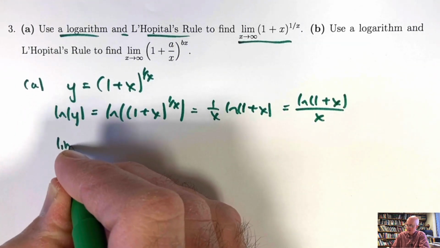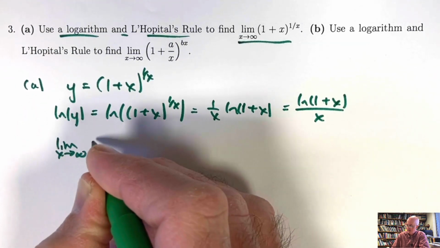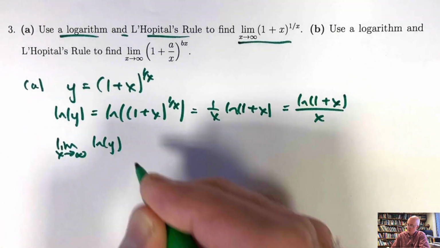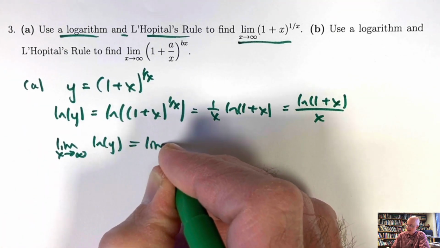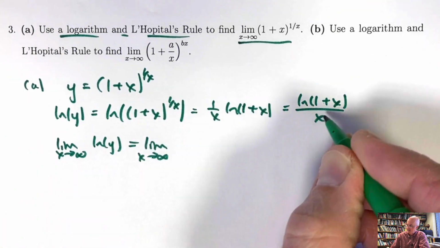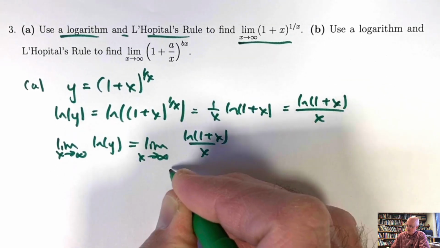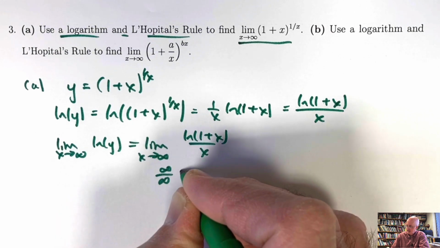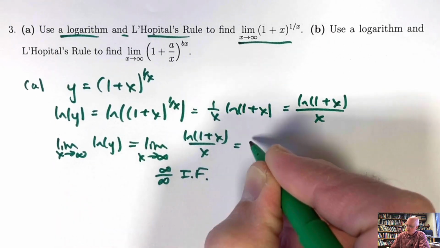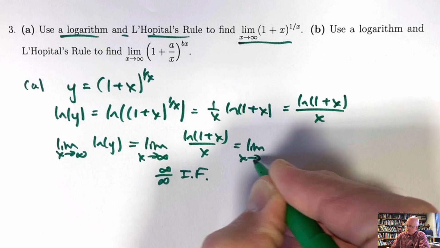So the limit, as x goes to infinity, of the natural log of y, keeping in mind that y is a function of x, is the same as the limit as x goes to infinity of this thing, because that is the natural log of y. And that is an infinity over infinity indeterminate form. We can use L'Hopital's rule to try to evaluate it.